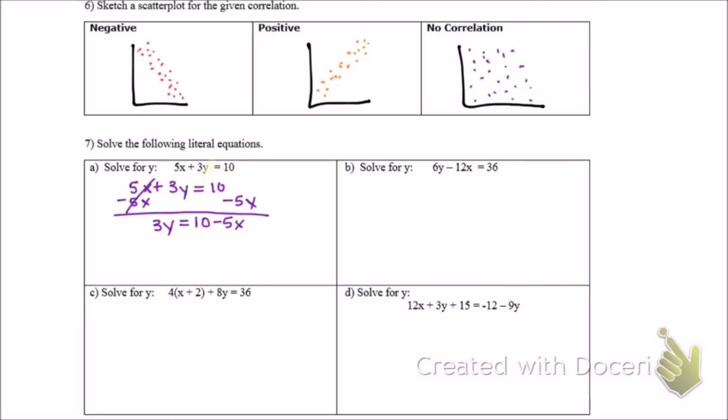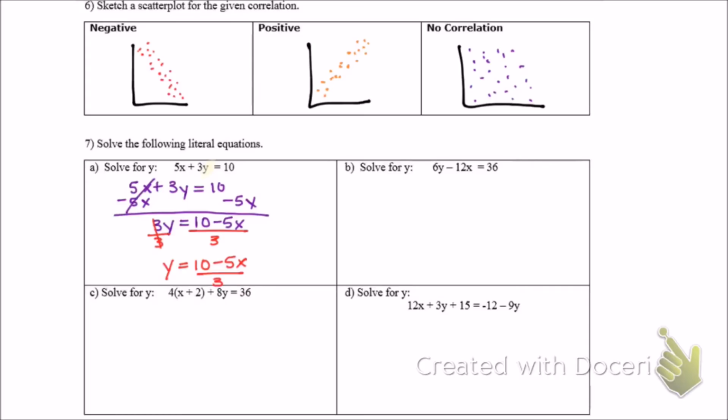So from here, I want to get rid of the number that's in front of the y, which is 3. So I divide everything by 3. And this gives me a result of y equals 10 minus 5x divided by 3. If I could simplify any of my fractions or any of those numbers, I would, but that is my final answer, so I'll leave it like that.